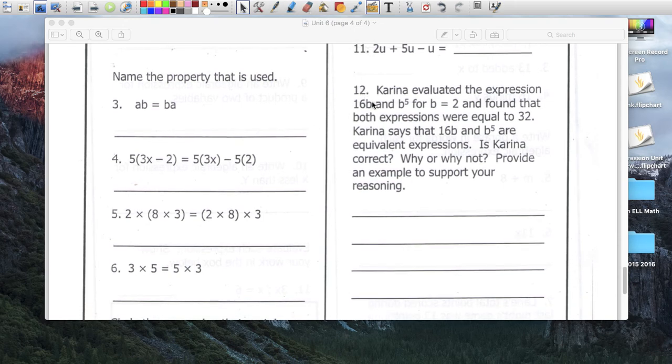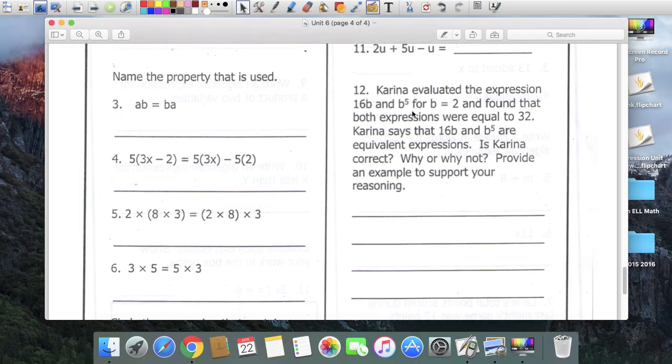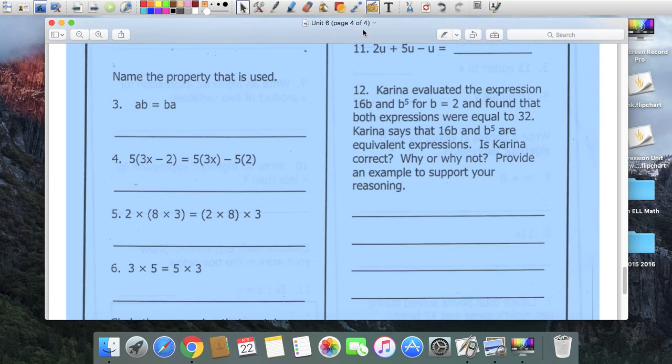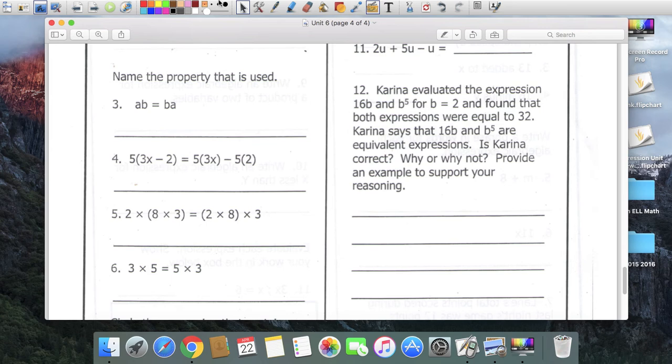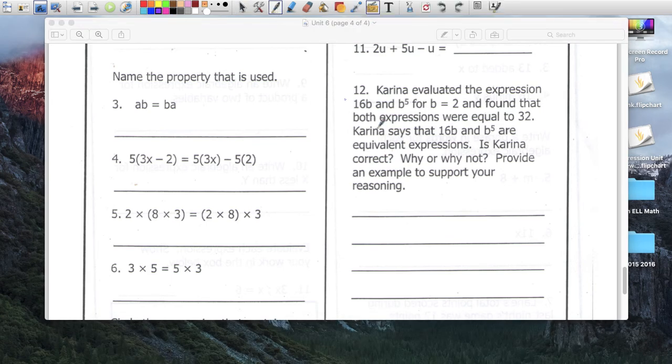Create a value for the expressions 16b and b to the 5th power, for b equals 2, and show both expressions equal 32. Okay, so I think this is what you mean. Here's two expressions. One is 16b, and the other one is b to the 5th power. Are they equivalent expressions? No, they're not. They're both b's, but one is b to the 1st power, and one is b to the 5th power. So they're not equivalent expressions.